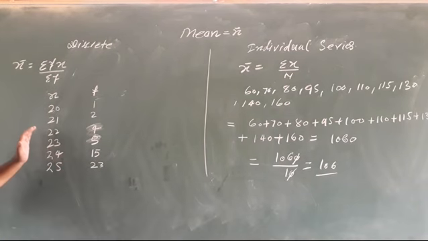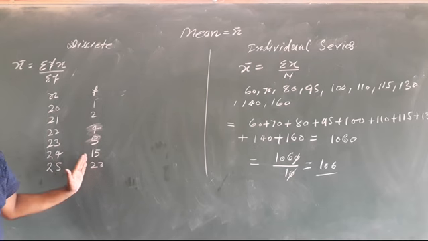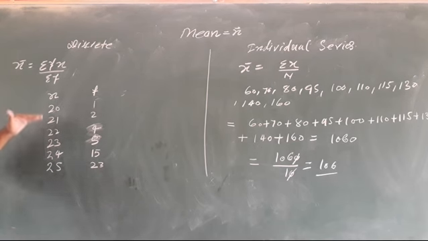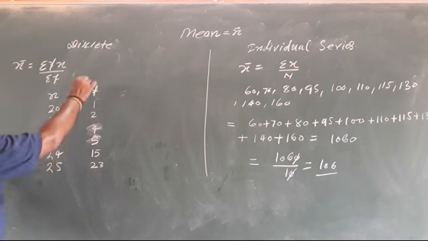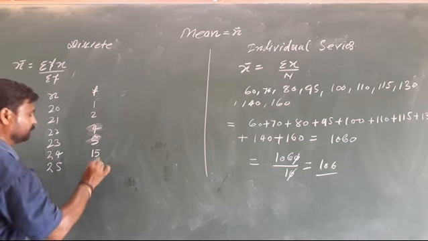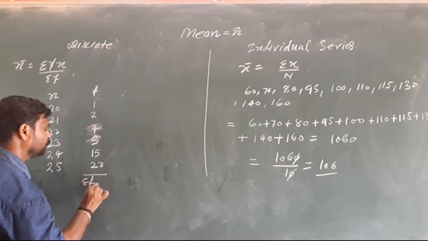Now we will talk about the discrete series. If the discrete series would be there, means frequency is given along with the numbers, the value x is given and the given frequency is also here. Suppose that the given frequencies are such and the given numbers are this. Now the formula for finding out mean is sigma fx upon sigma f. So firstly we will do the sigma of this. Sigma f means the total of this.